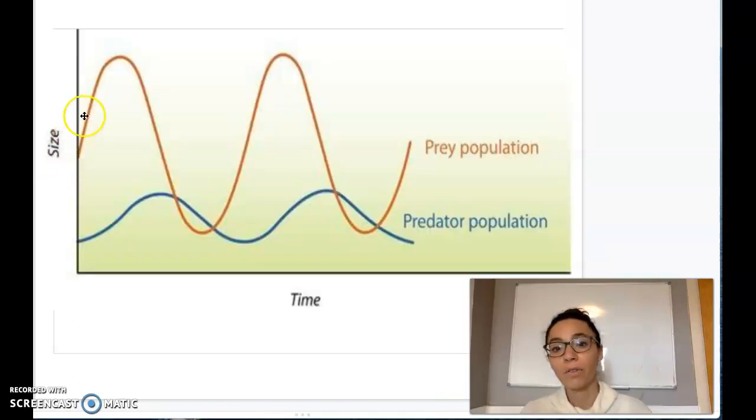Okay, and if we look at graphs of population size of prey and predators in an ecosystem, you can see that when there are a lot of prey, so many mice, a high population size, then the predator population increases, right? Because there's more food available for the predator. Then when there are many predators, the prey start to decrease because the predators are hunting and eating them all. This cycle of increasing and decreasing population size is called a predator-prey relationship.